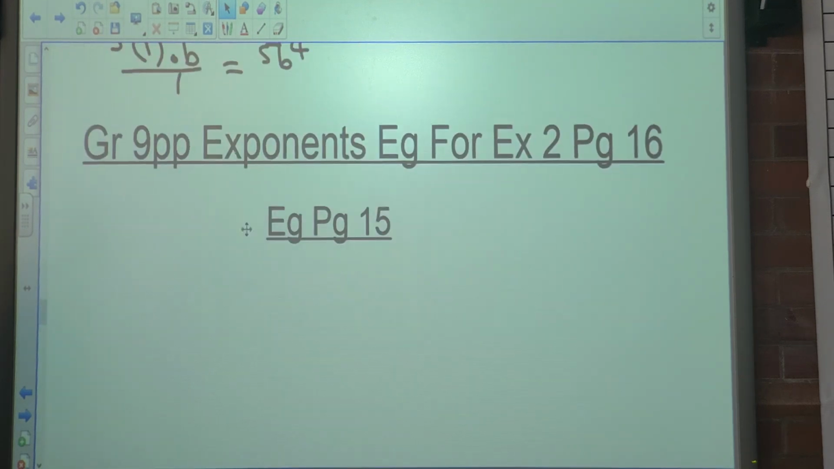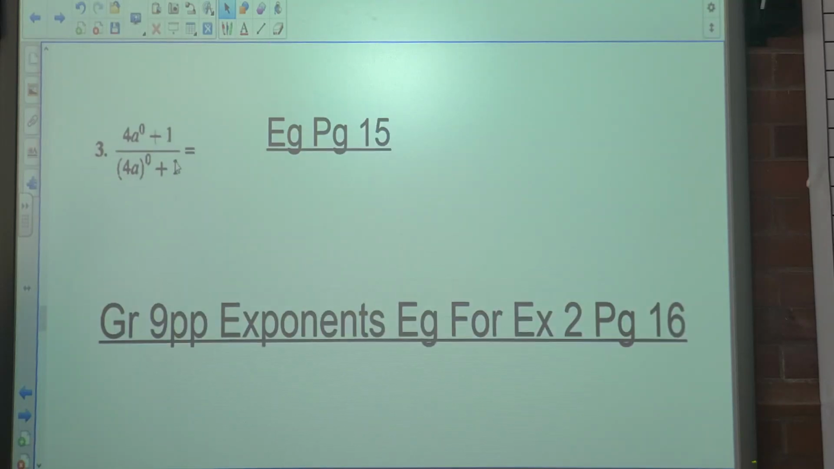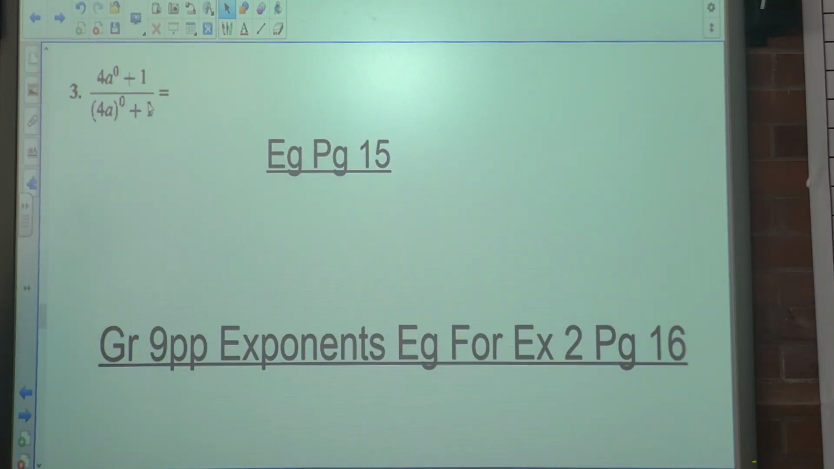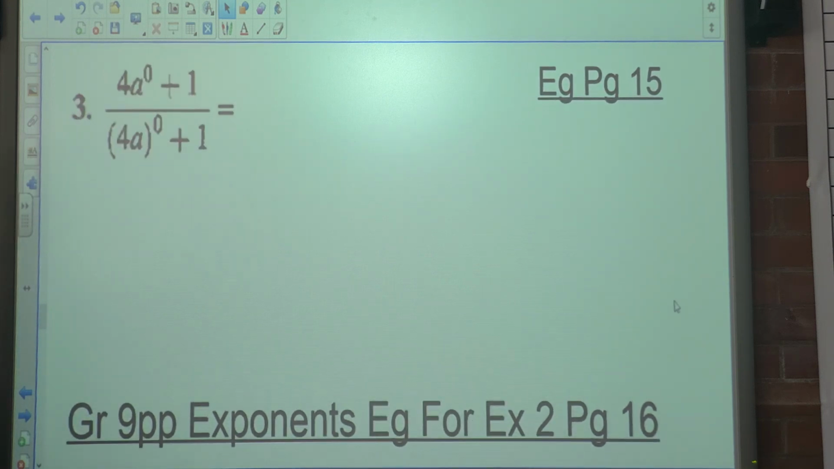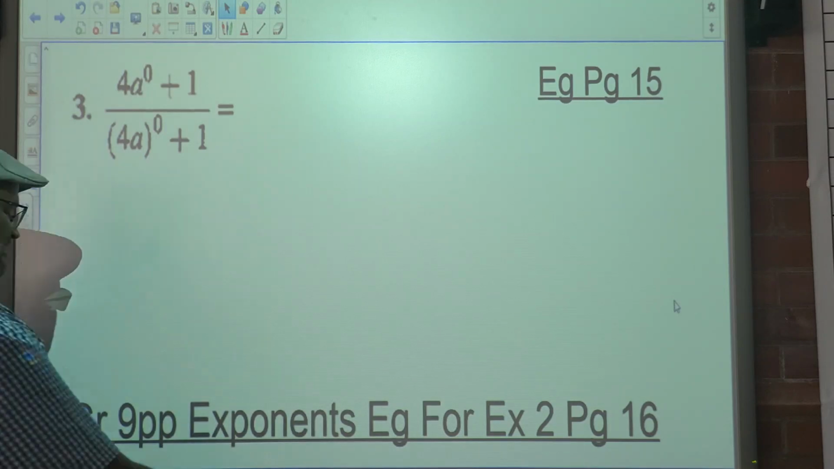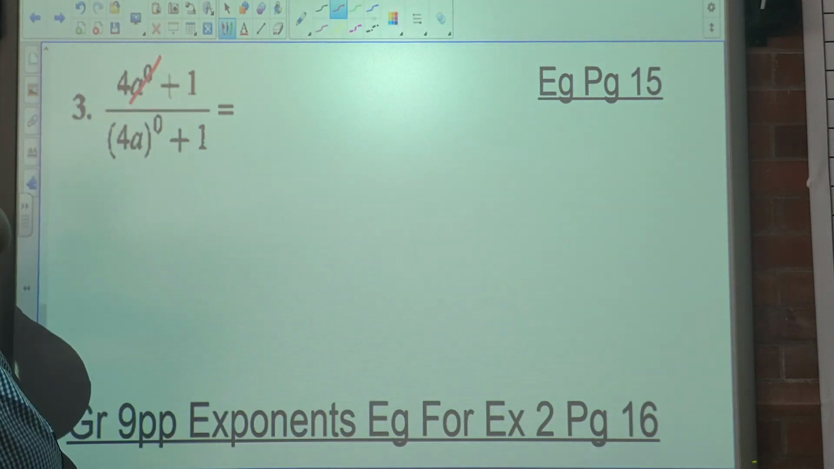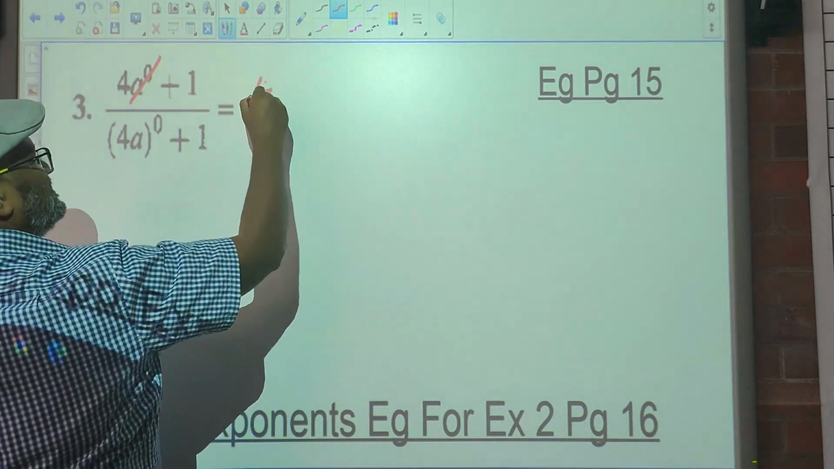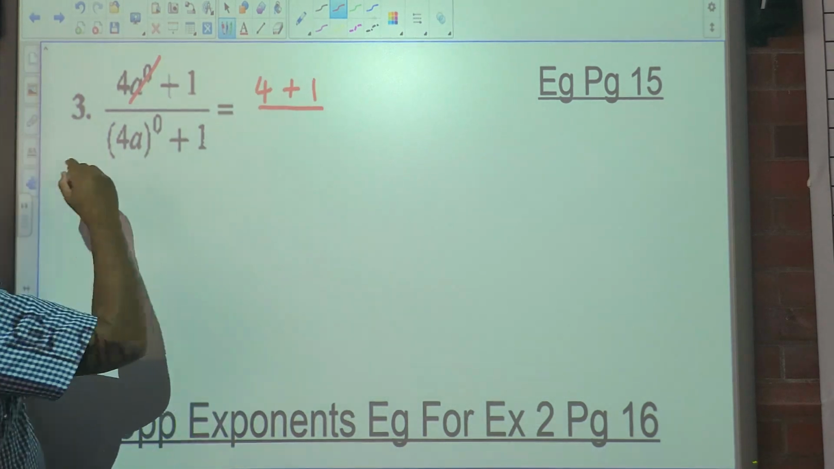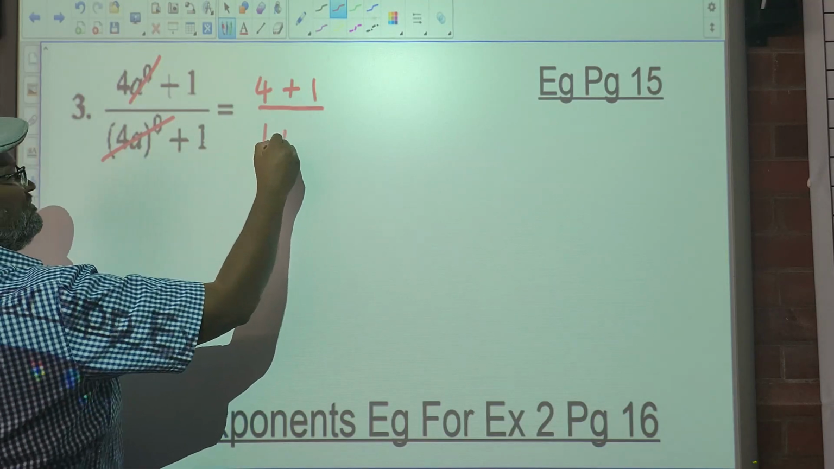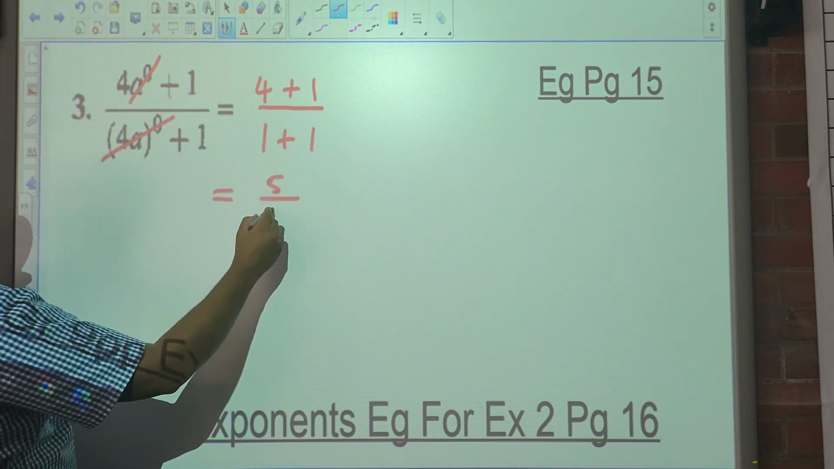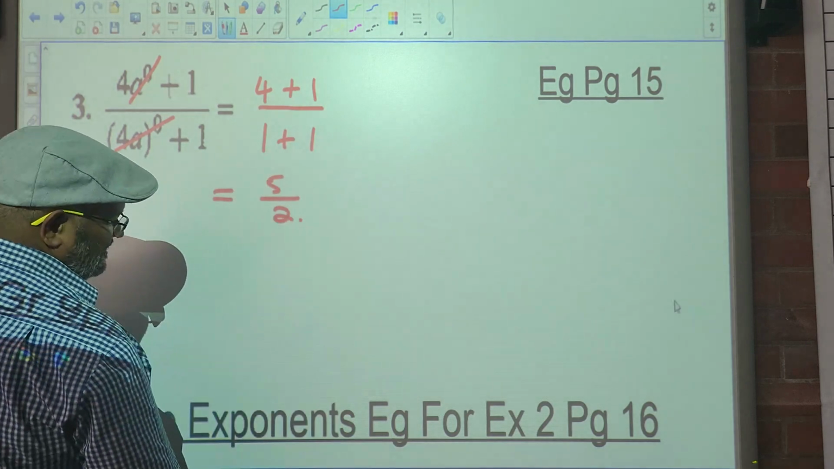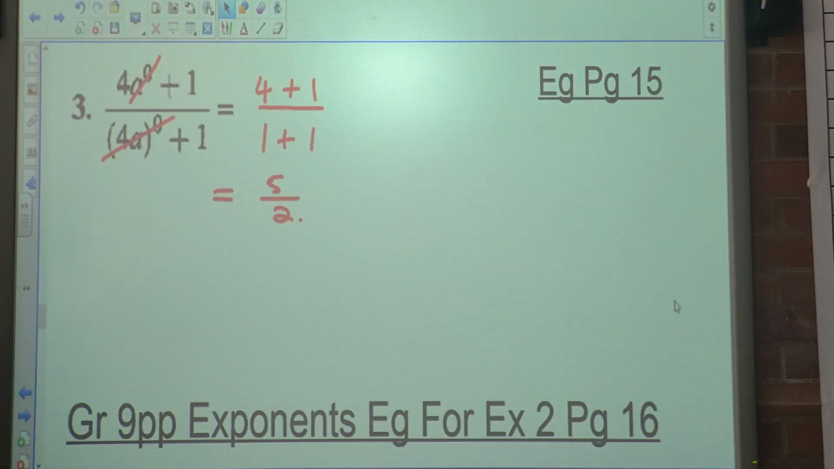Is that number 2? Right, let's look at number 3. Anything to the power 0 is 1. So this becomes 4 times 1. Can you see that? And 4 times 1 is 4, plus 1 over, anything to the power 0 is? So it's 1 plus 1. And what is 4 plus 1? 5 over 2, or I could have written 2.5. It's all the same. You all good with that? You all okay?